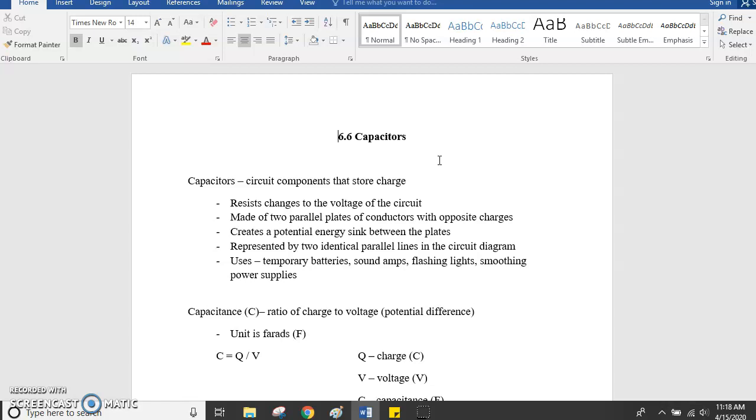And so in our circuit diagrams, we're going to see these as two parallel lines that are identical in length. So it's similar to the battery symbol, but a battery has one long line and one short line. The two lines are both the same length. And they can be used as temporary batteries because they store charge. They're used to make lights flash.